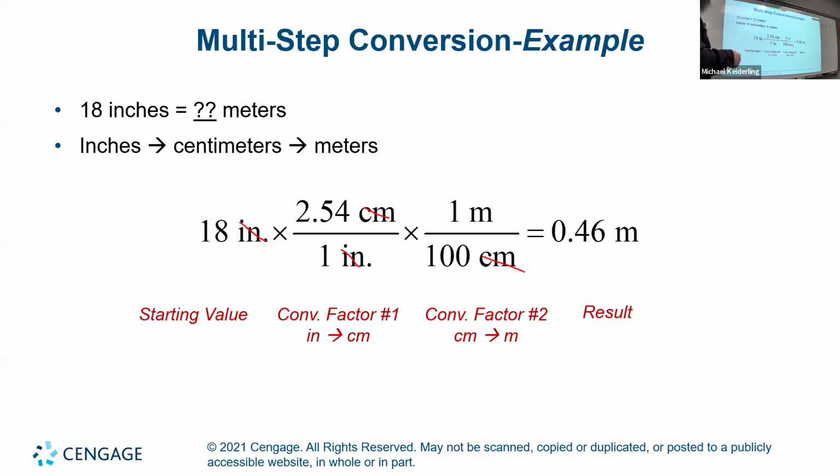So we start with 18 inches. We multiply by 2.54 centimeters per 1 inch. We multiply by 1 meter over 100 centimeters. Inches cancel, centimeters cancel, and we're left with 0.46 meters.